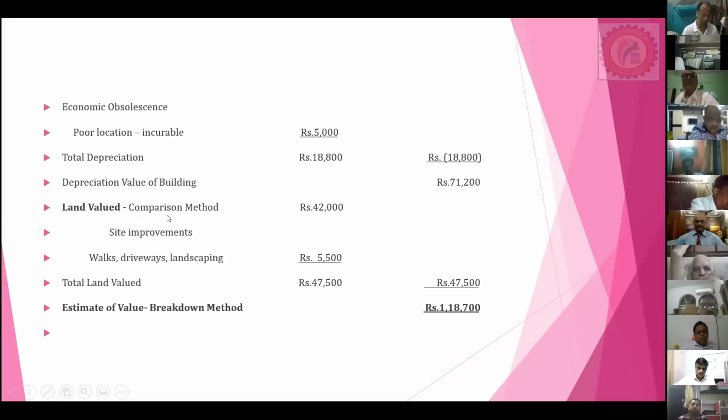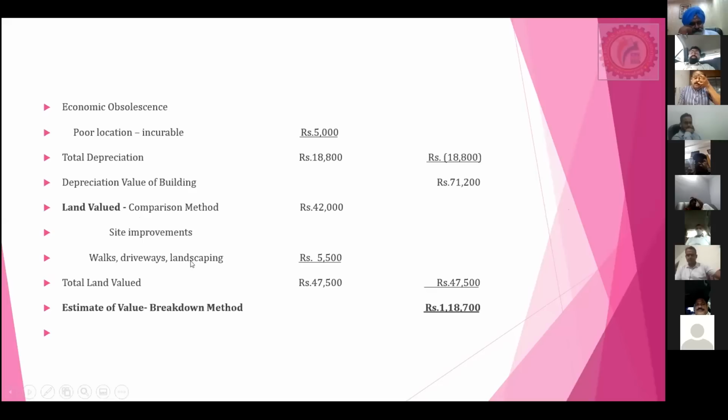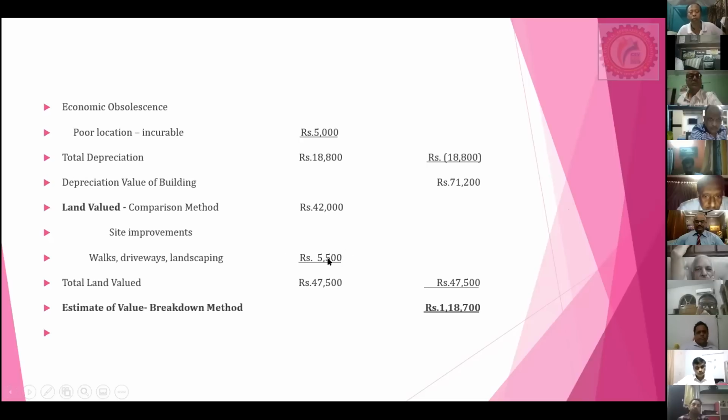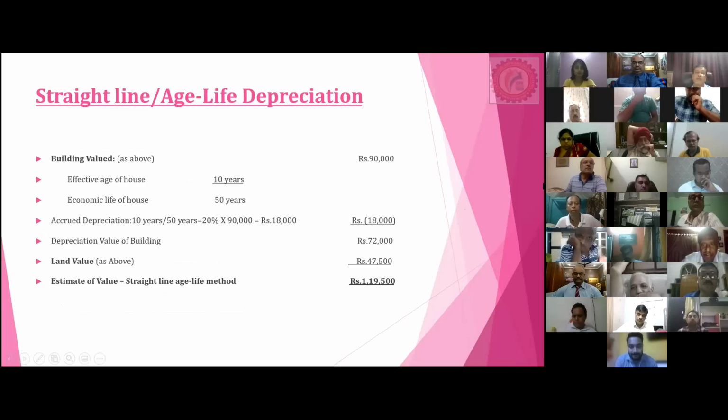Now, land value comparison method, I've got 42,000. Now, walkways or driveways, that means any improvements, any extras or amenities, that is 5,500. Total land value is around 47,500. So estimate the value of this by the breakdown method, that is 47,500 plus 71,200. Now, building is valued at 90,000. Effective age of the house is 10 years.